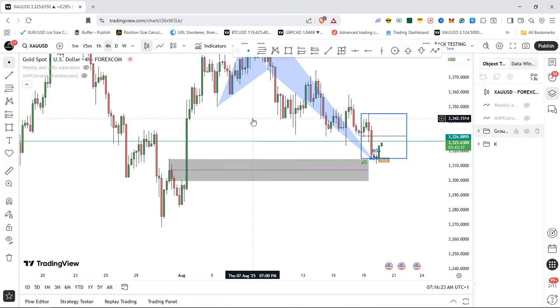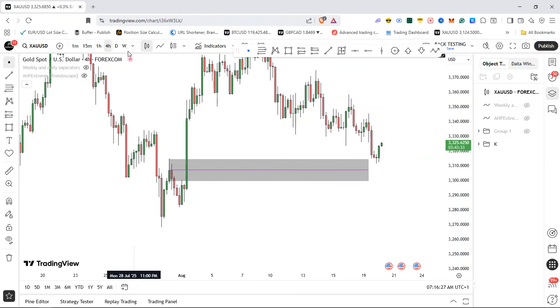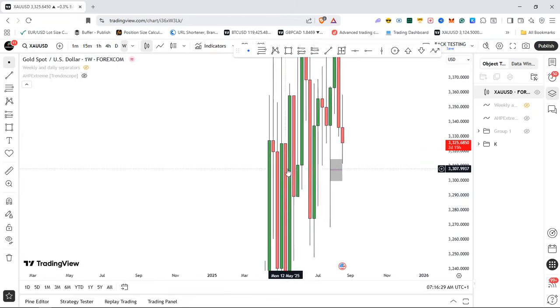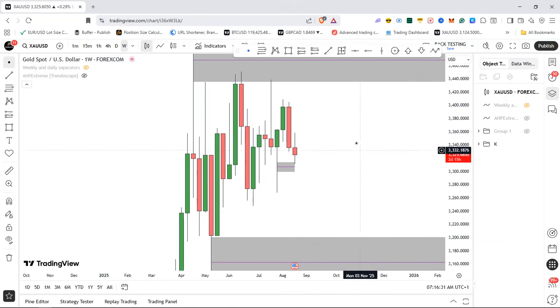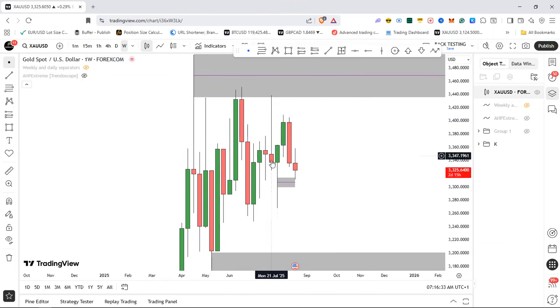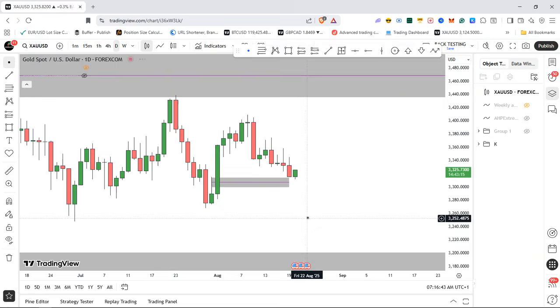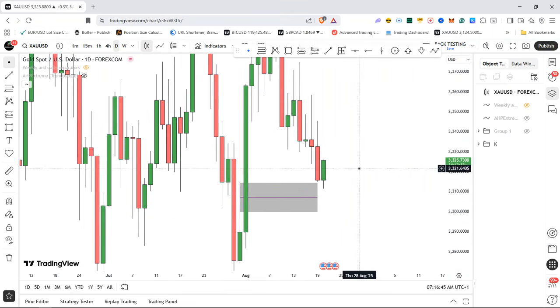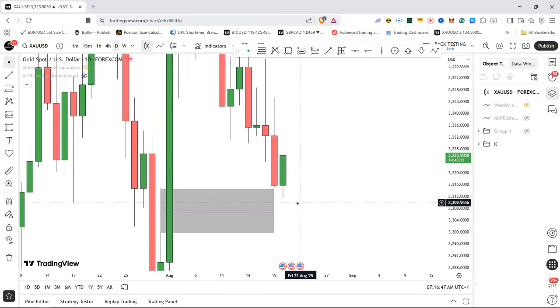The next thing now is higher time frame liquidity. Where is the liquidity for this buy? Where is it coming from? Is it coming from the weekly? Is it coming from the daily? On the weekly time frame, there is no sign of a liquidity sweep here. Then on the daily time frame, obviously you can see that the liquidity is coming from the daily.